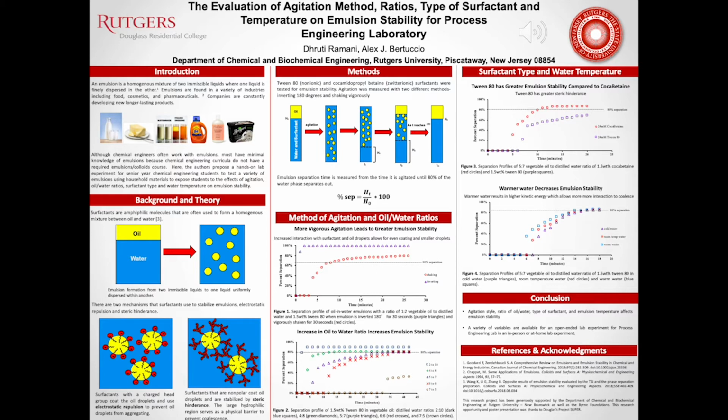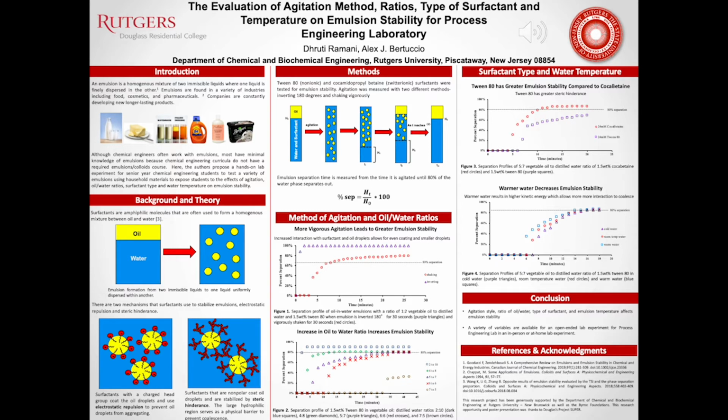So one of the things that we tested was the different types of agitation. And we found that as it was more vigorously agitated, it created a more stable emulsion. And this is probably because there are just more surfactants coating the oil droplets, which allowed for more steric hindrance or electrostatic repulsion.